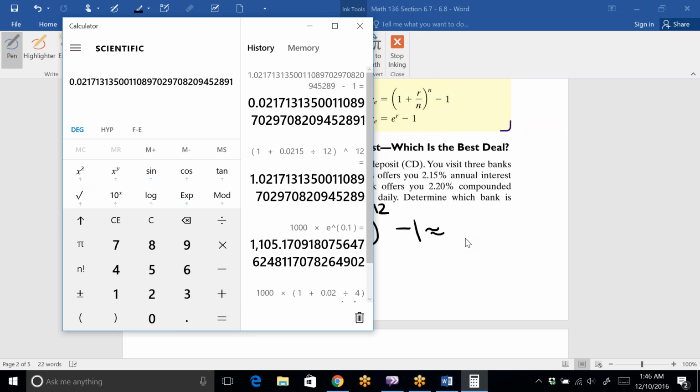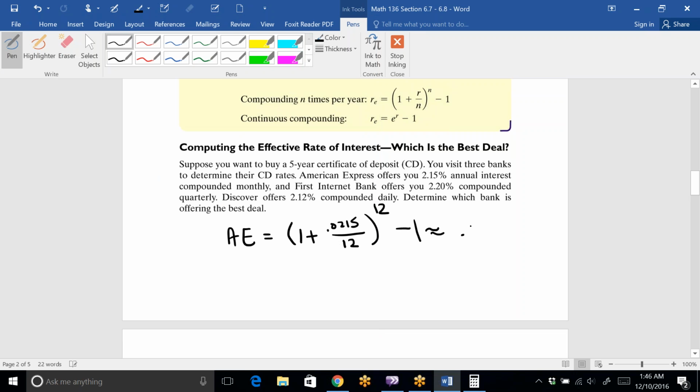This is 0.0217, which equates to about 2.17% simple interest. Okay. And then we want to do First Internet Bank next. They are offering us 2.2%, so that'd be 0.022 compounded quarterly.